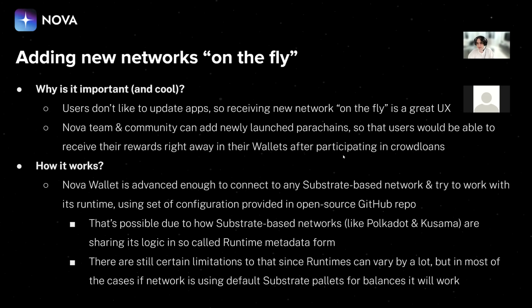Now, how it works, and we will just cover it on a high level. And I'm happy to answer this outside the demo, like in our community. But basically, Nova Wallet is advanced enough to connect to any substrate network and to understand its runtime, which is basically the logic of the network, using the set of configuration which we just showed in the open source GitHub repository. That's possible because of how substrate-based networks like Polkadot and Kusama share their logic in the runtime metadata form, which is very cool.